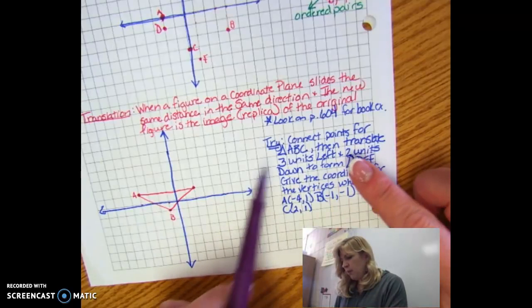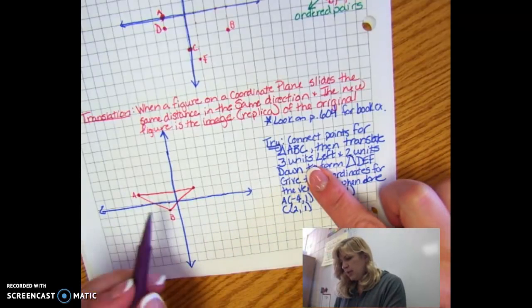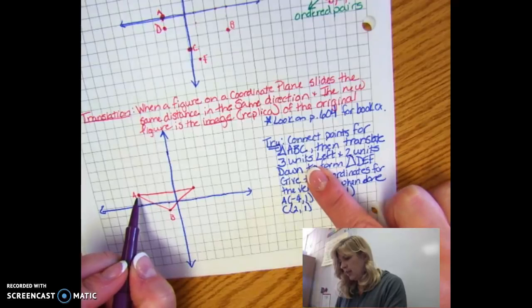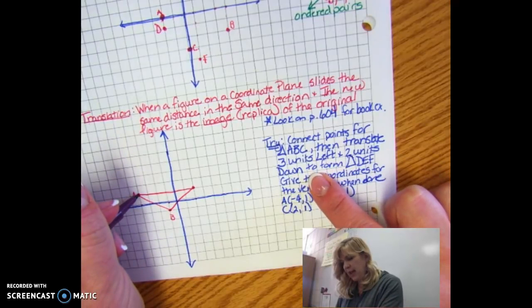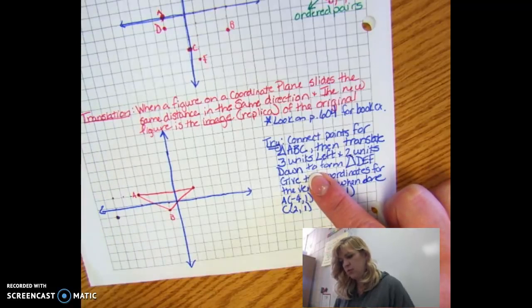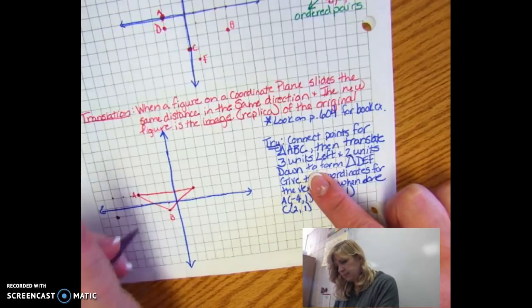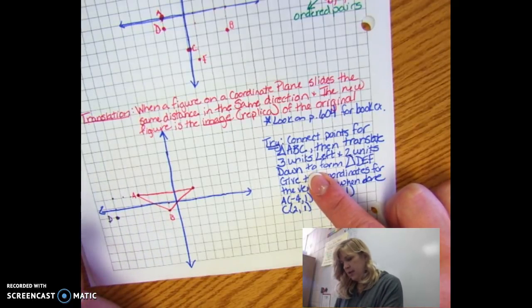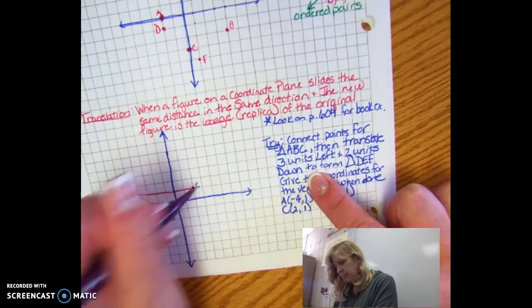So it says that we want to move it 3 units to the left and then 2 units down. So I'm going to take A and I'm going to go 1, 2, 3, and I'm going to go down 2. 1, 2. He lands right there. So that would be D. Oops, I forgot to label him.